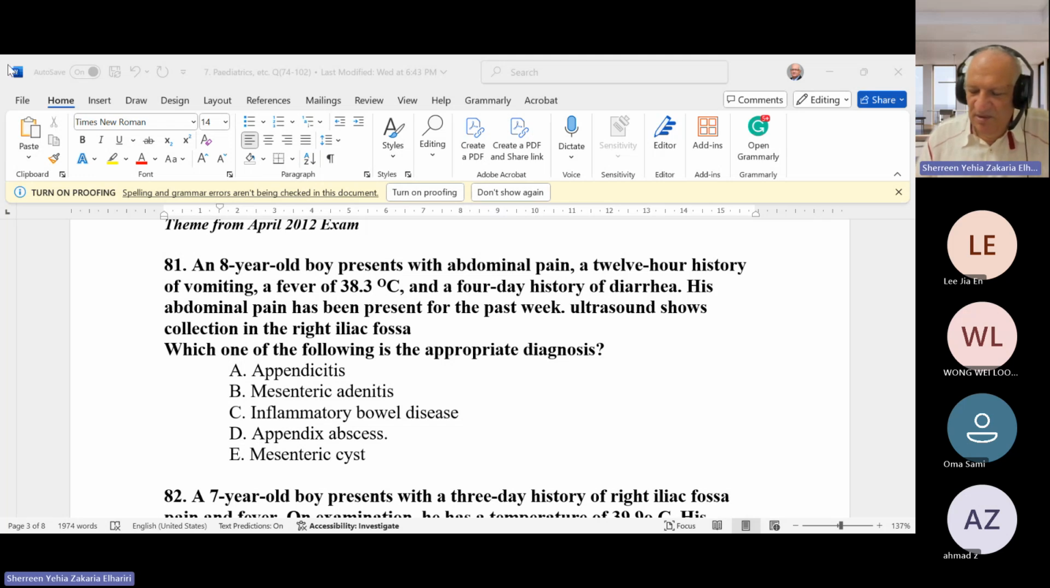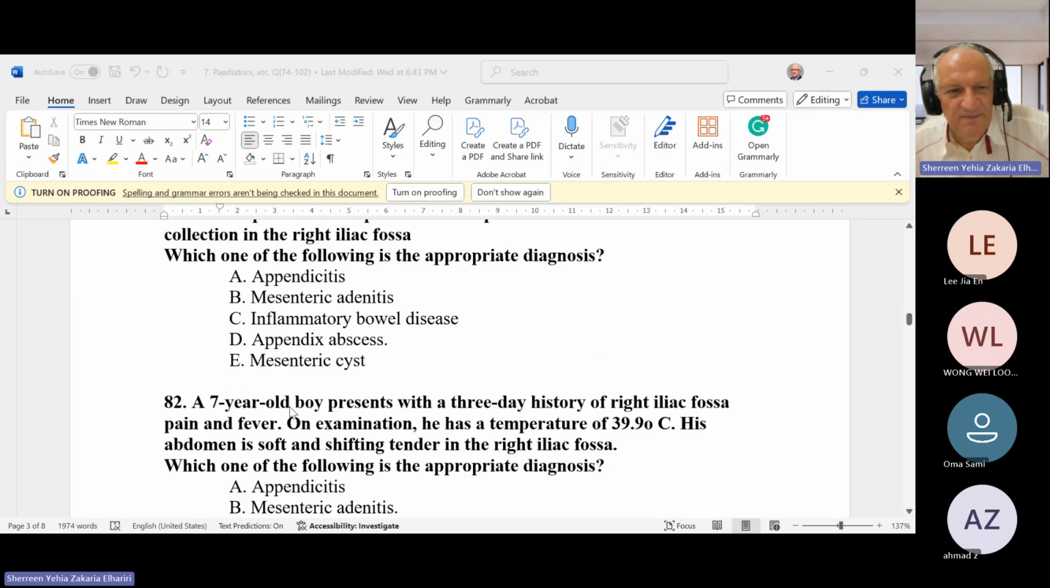In some centers, they can do percutaneous drainage, but it's better to do it by laparoscope, just to irrigate the area and suck the pus.